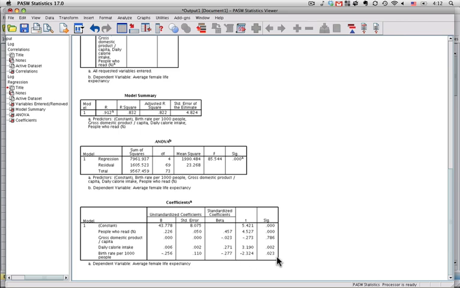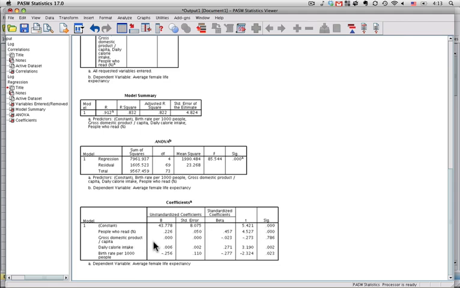Now, on the other hand, if you come over here to this SIG column, that means the probability level for each one of these. And again, they generally need to be less than 0.05 to be considered significant or meaningful or reliable. All of them are less than 0.05, except for this one right here, the 0.786 for the GDP.